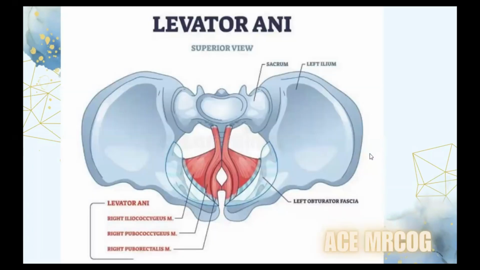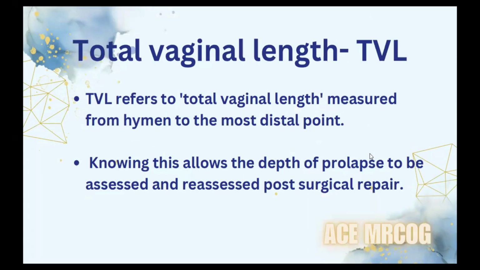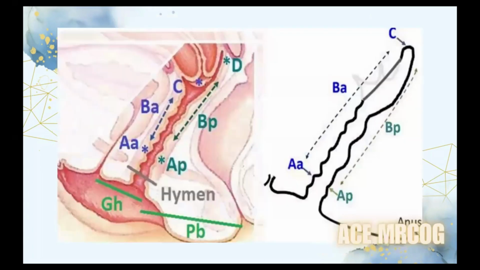Going forward, this is another diagram showing the genital hiatus. You can see that this is the urethra, and the point from the mid portion of the urethra to the back side of the vaginal wall, the posterior part of the vaginal wall, is the genital hiatus. From here to the middle of the anus is called the perineal body. This is AA, this is BA, this is C, and these are all shown as I've already told you.